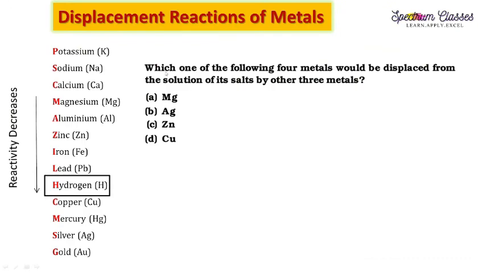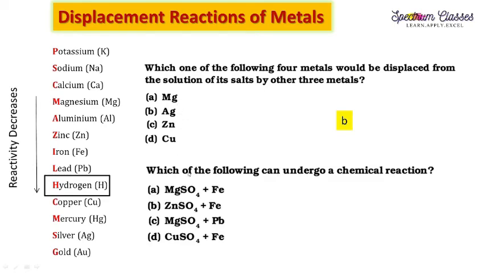Now the example questions. Which one of the following four metals would be displaced from the solution of its salt by the other three metals? So it means this salt metal should be the B with respect to the other three. So whichever comes later in this series will be replaced by the rest of the three metals. So silver comes later. Silver will be the B. Fine. So silver will be the answer. If we do the reaction separately, silver will be replaced by all three metals.